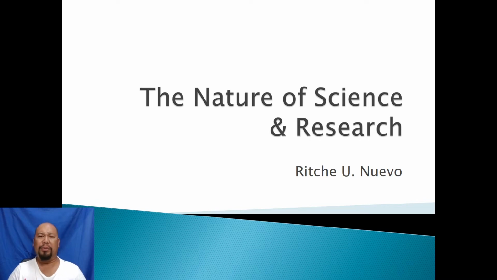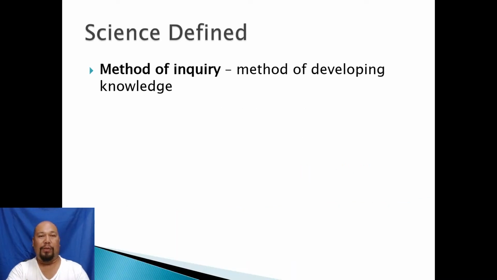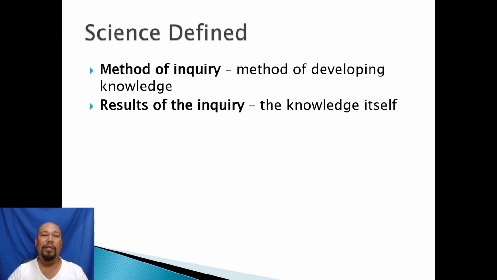Sometimes we misconstrue, we use one thing for the other. So before anything else, before the complicated stuff of research, we go back to science, how science is defined, and what is research. Science is a method of inquiry, and at the same time, it's the results of the inquiry.